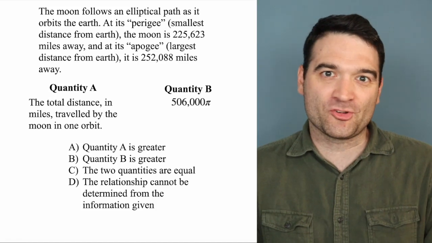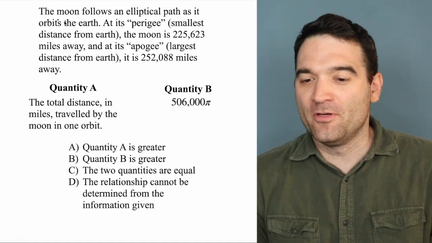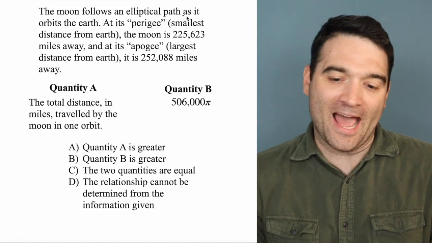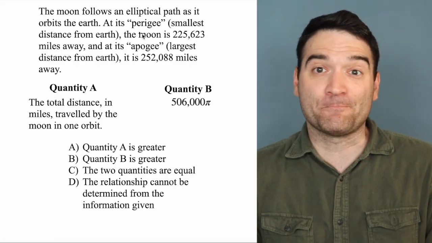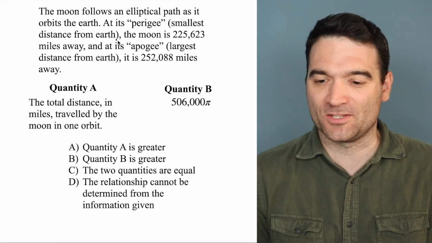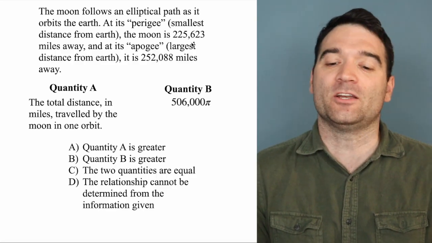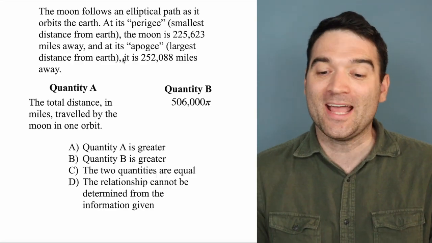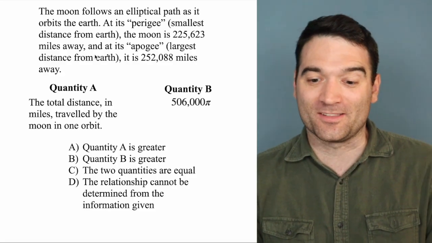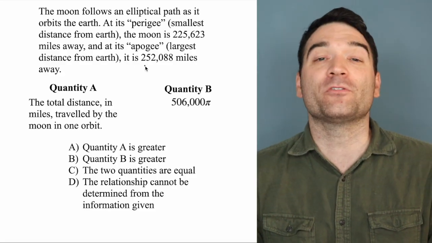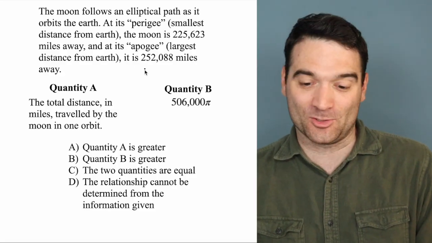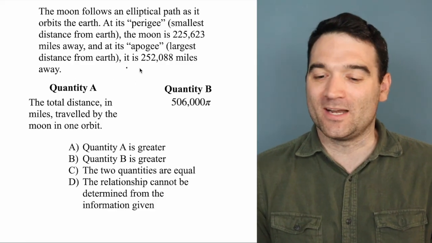Here's a GRE geometry question. Let's take a look. The moon follows an elliptical path as it orbits the Earth. At its perigee, that is the smallest distance from Earth, the moon is 225,623 miles away, and at its apogee, that's the largest distance from Earth, it is 252,088 miles away. Now we want to figure out which quantity is greater.